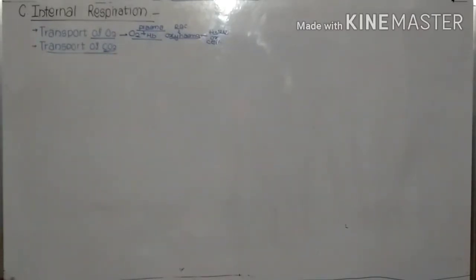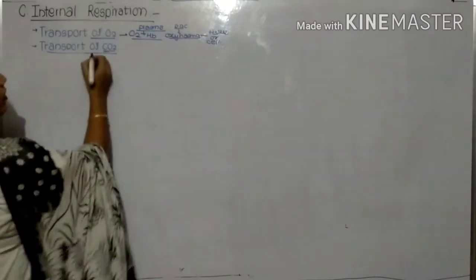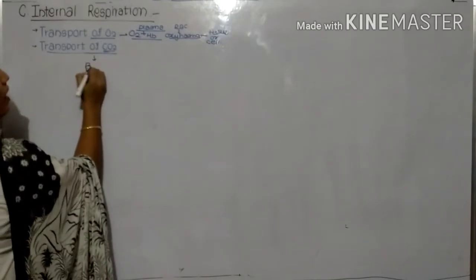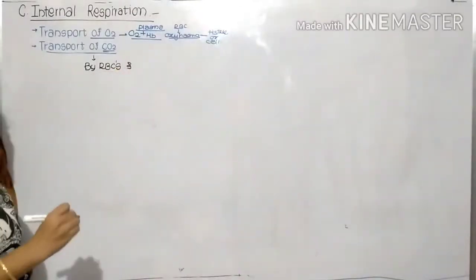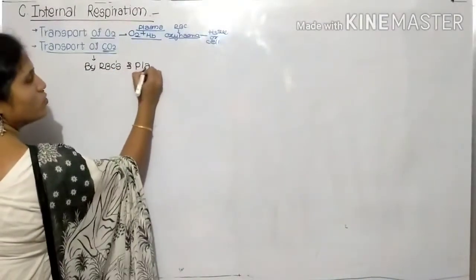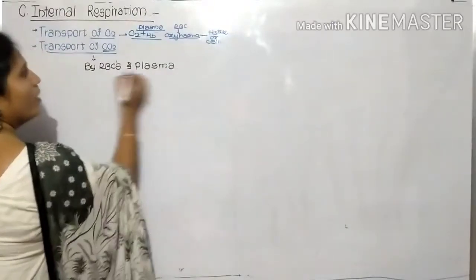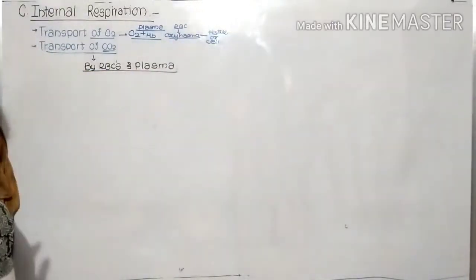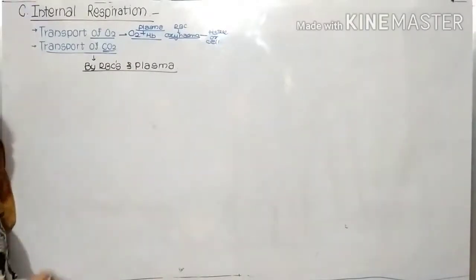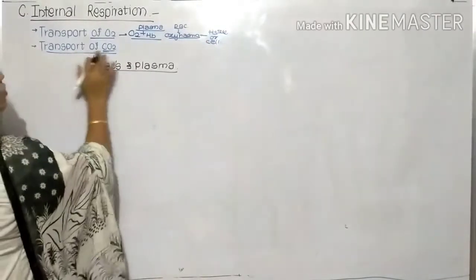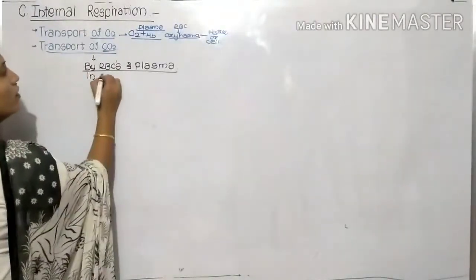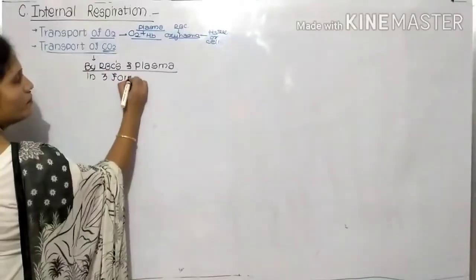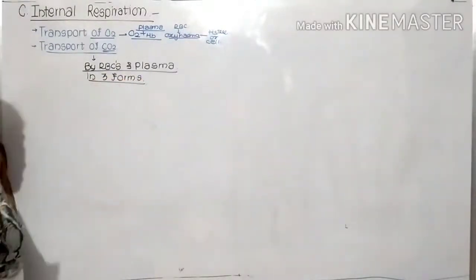Carbon dioxide is transported by RBCs as well as by the plasma, same as oxygen. Carbon dioxide is more soluble in water. This transportation of carbon dioxide by the RBCs and plasma takes place in three forms. Now, which are the three forms?